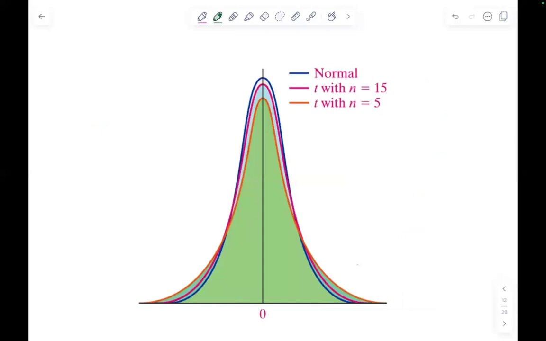So here's what it looks like. The normal curve is the blue one, and the T curve has a sample size of 5. Notice how I am wider here at the bottom, so it more gradually goes down towards 0. But with 15, I'm really close to that normal curve. If I got to 30, it would basically be right on top of that normal curve. So that's just the shape part.